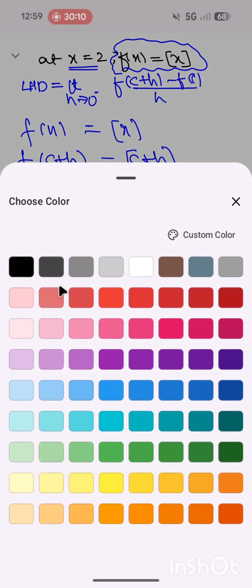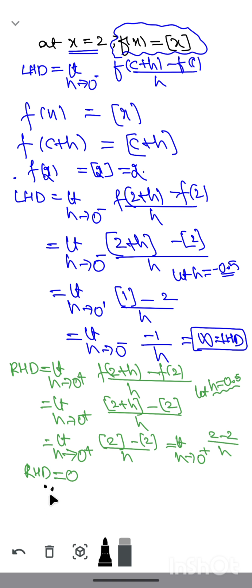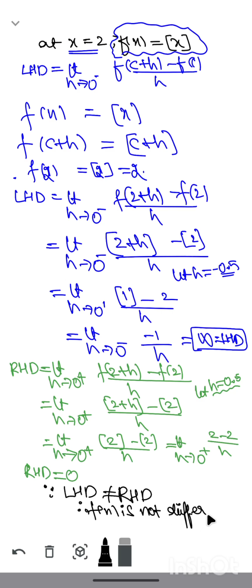So now you can write the conclusion. Since the left hand derivative is not equal to the right hand derivative, therefore f of x is not differentiable at x is equal to 2. Hence proved.